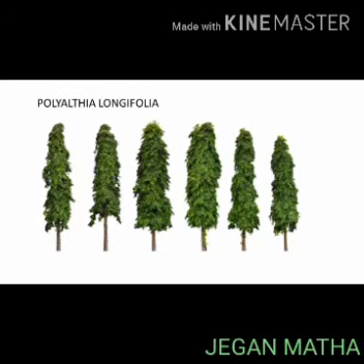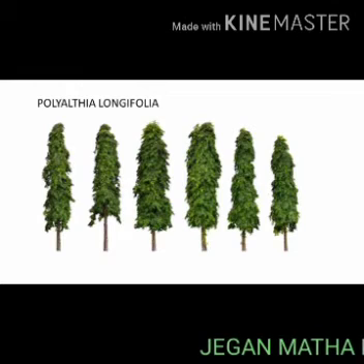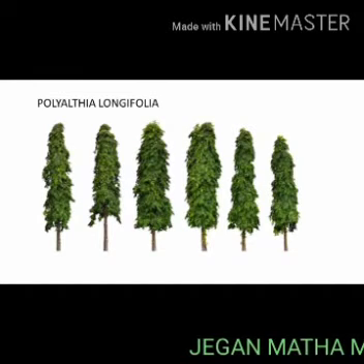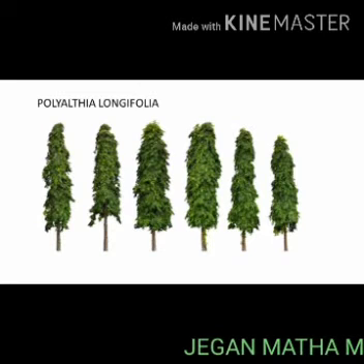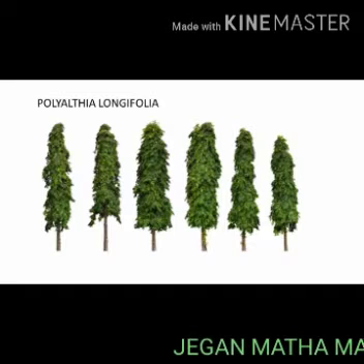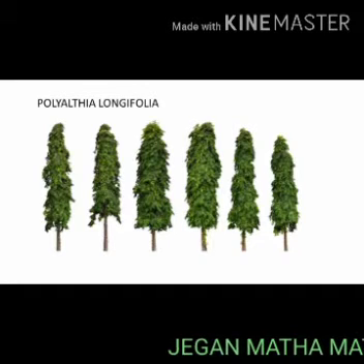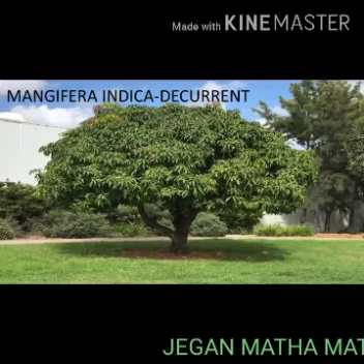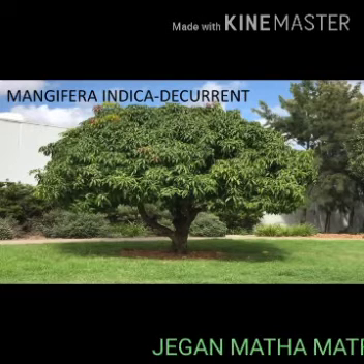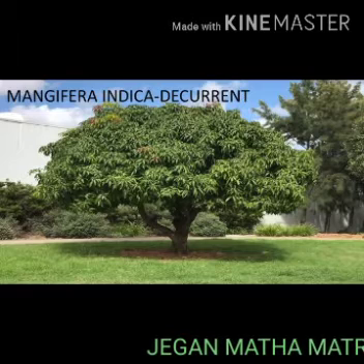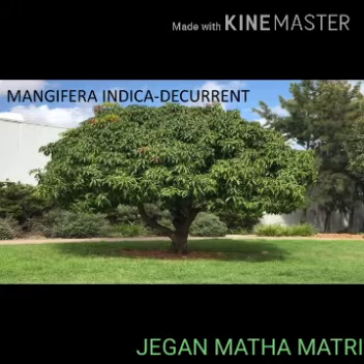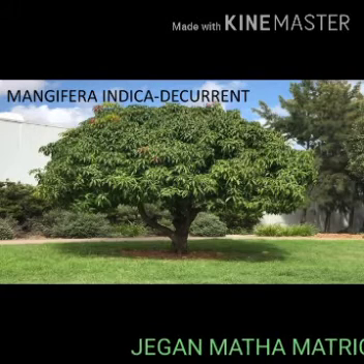The main axis shows continuous growth and the lateral branches gradually become shorter towards the apex, which gives a conical appearance to the tree. Example, Polyalthia longifolia. Decurrent. The growth of the lateral branch is more vigorous than that of the main axis. The tree has a rounded or spreading appearance. Example, Mangifera indica.